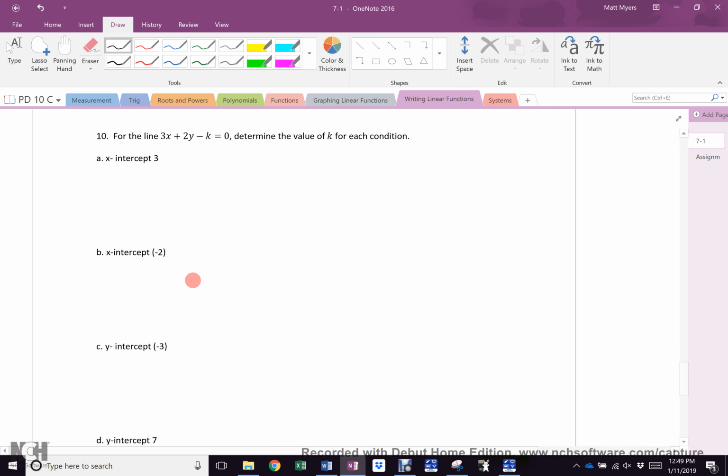Now, this last page is just algebra practice. I want to know k in each one. Do you see k right there? How can I make this look like something that's really easy to find k? 3x plus 2y minus k equals 0. But I want to find k, so what should I do? I just move k over there, and I get 3x plus 2y equals k, correct?